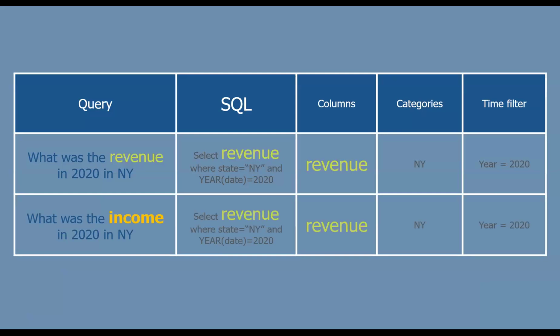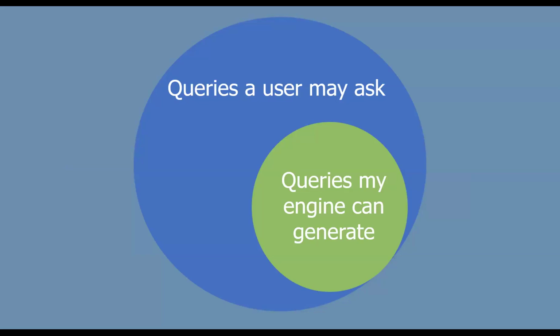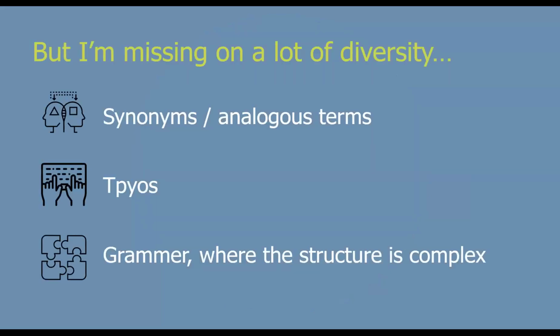So my way of generating these examples doesn't generate all of the queries that the user may ask. I'm only generating a subset where, for example, I don't have these synonyms, because of this rigid, very structured way of generating these queries. So I'm missing a lot of the diversity of language. I'm not adding any synonyms. I'm not adding typos. I don't support lots of these difficult and complex grammatical structures. So what can I do about that?